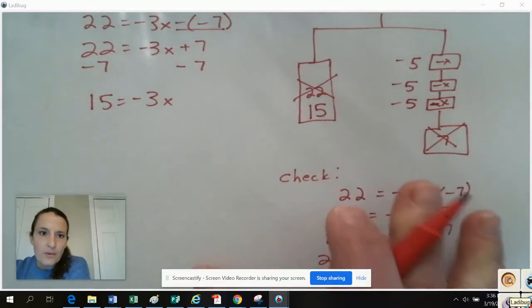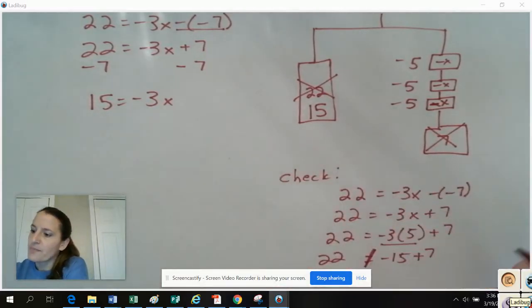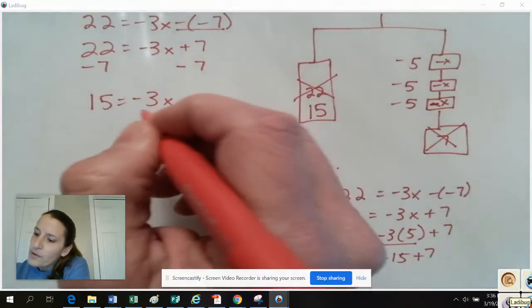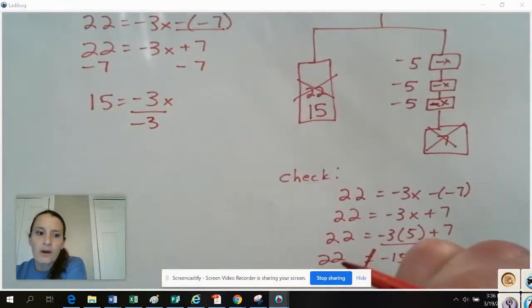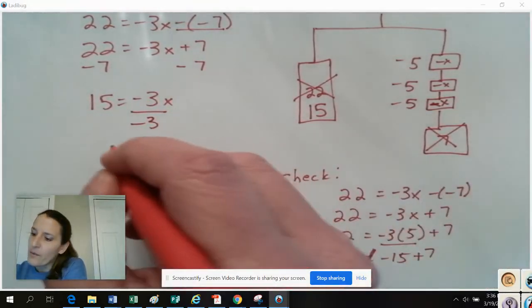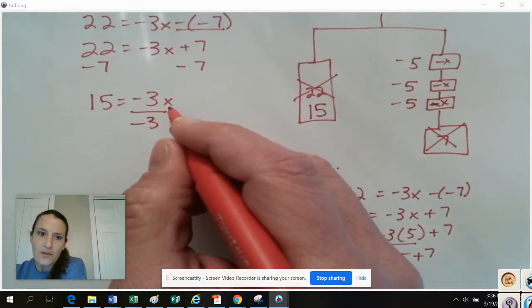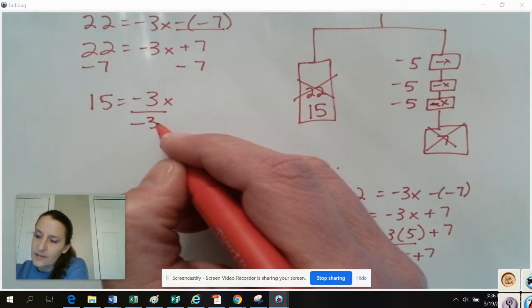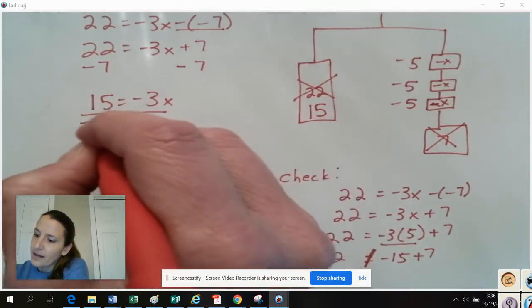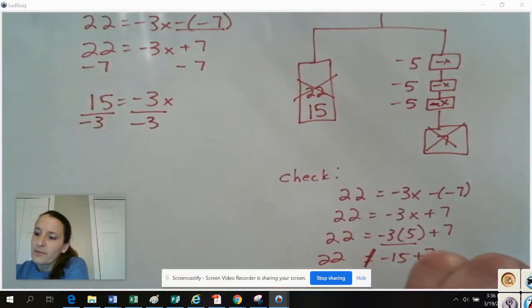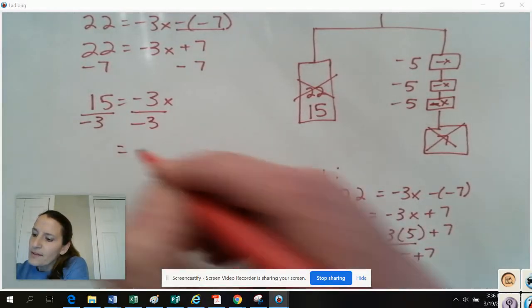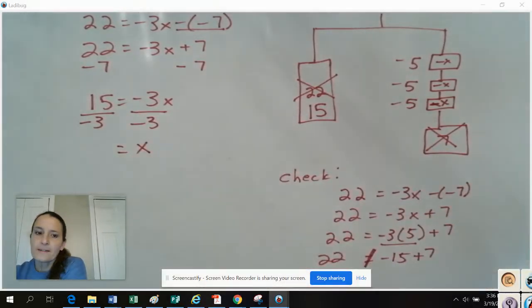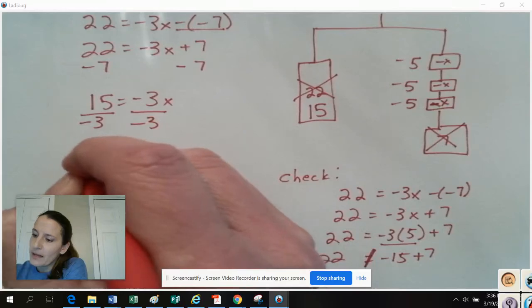So let's come back to our equation. How would we show this mathematically? We are going to divide by negative 3. Why are we dividing by negative 3? Because I want a positive 1x. I want to know the value of x. And I know that a negative divided by a negative equals a positive. So let's divide the left side by negative 3. So on the right side, I'm left with positive 1x is equal to negative 5.